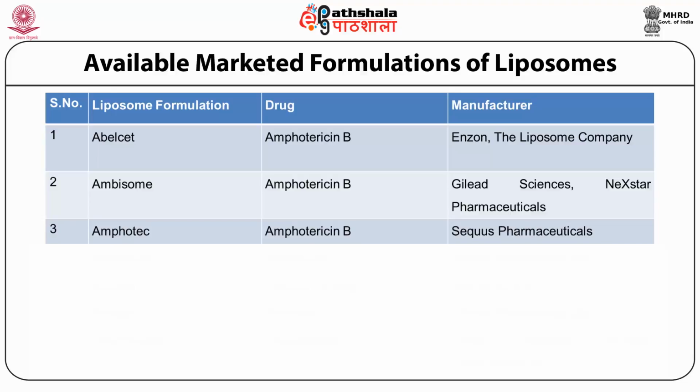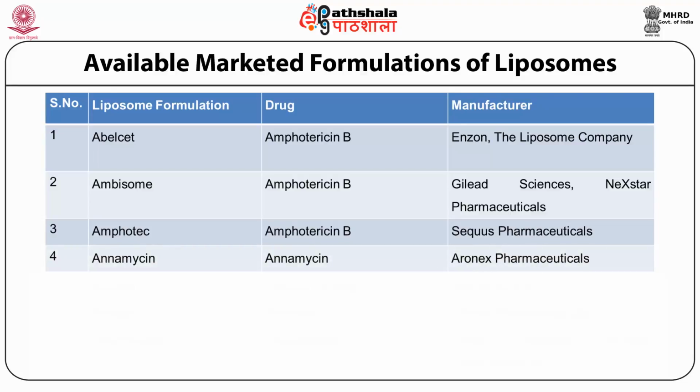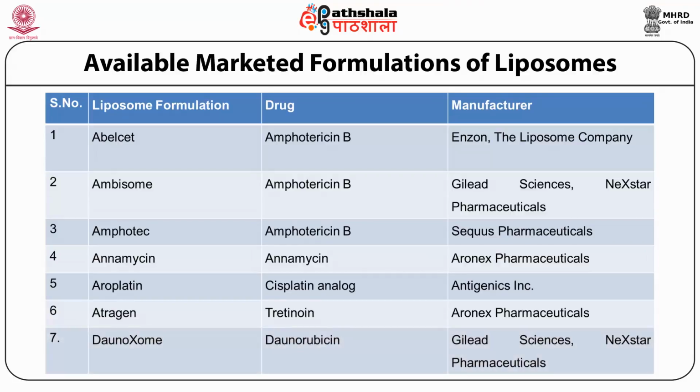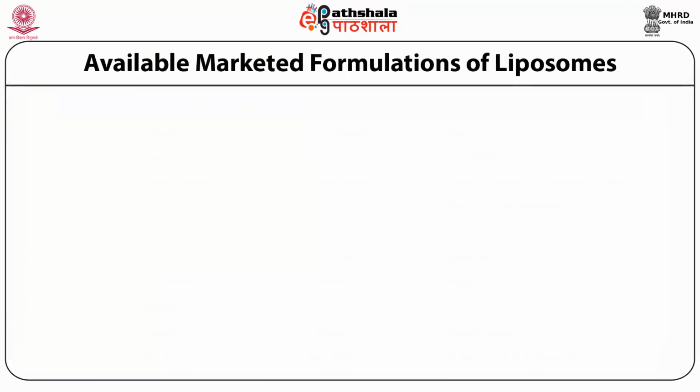Another example is Annamycin, which is available under the brand name Annamycin by Aronex Pharmaceuticals. Cisplatin analog is also available by the name Aroplatin by Antigenics Incorporated. Tretinoin is also available by the name Atragen by Aronex Pharmaceuticals. Also, daunorubicin is available as DaunoXome by Gilead Sciences or NeXstar Pharmaceuticals.